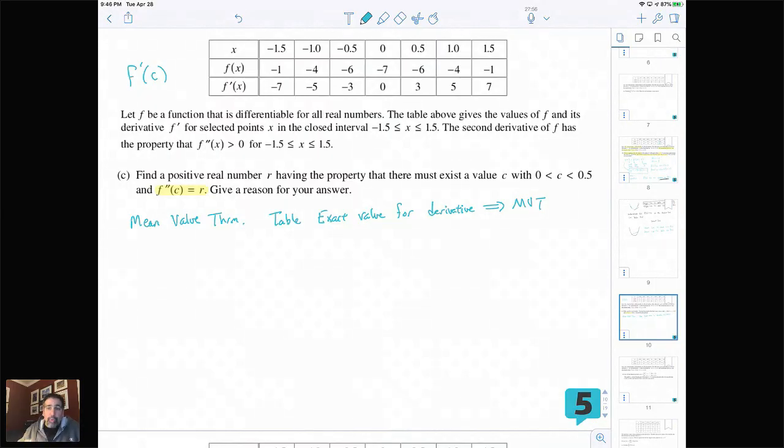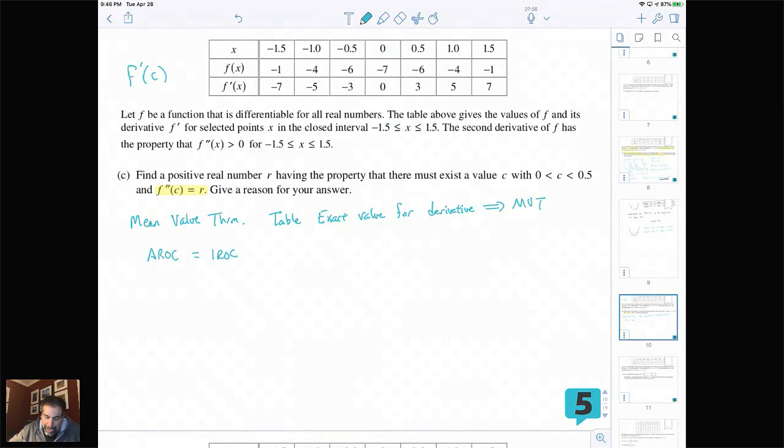So the one twist on this one is that it's f double prime instead of f prime. So what I'm going to do is write down the mean value theorem in general, so you guys can all be reminded about it. And the mean value theorem says that the average rate of change is equal to the instantaneous rate of change.